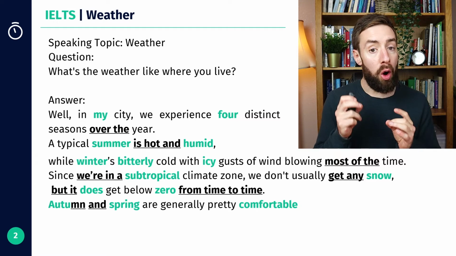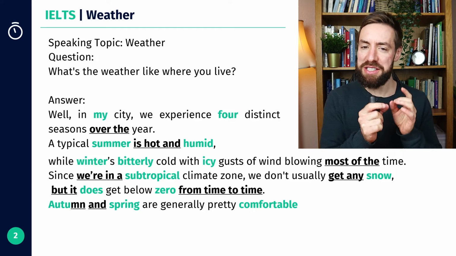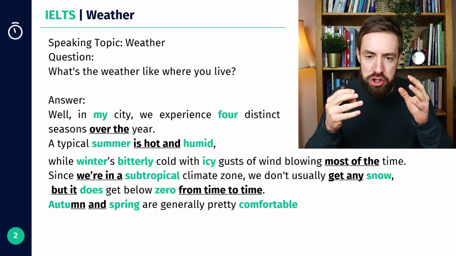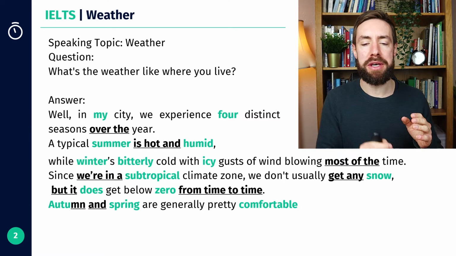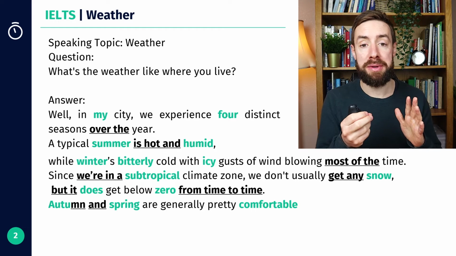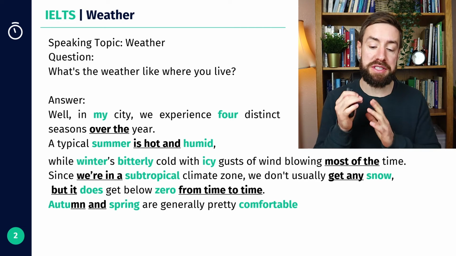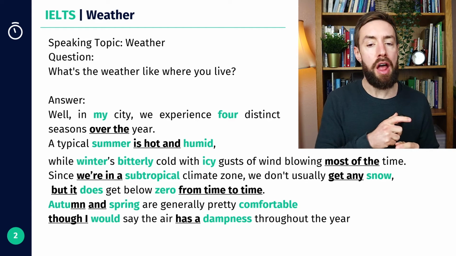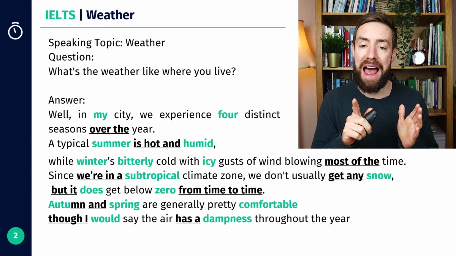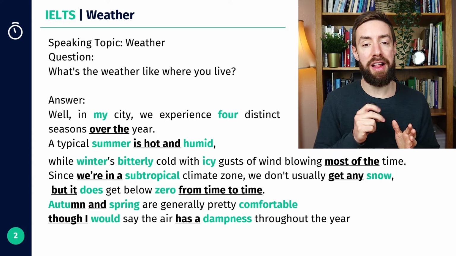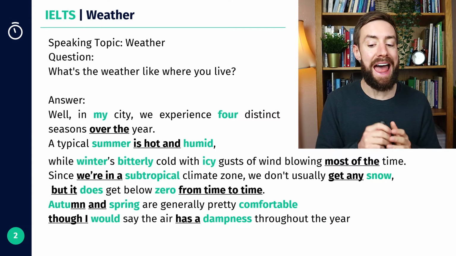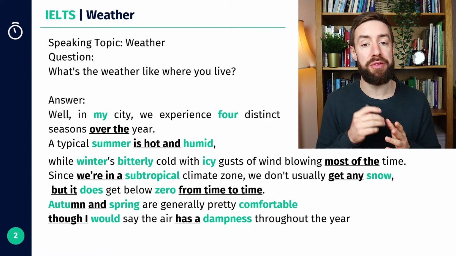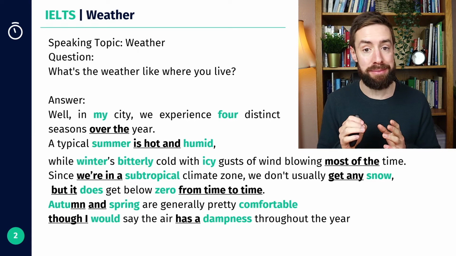Then moving down, autumn. Now, you can see autumn is stressed because the meaning of the word is important, but also the and kind of joins into autumn. So it becomes not autumn and, it's autumn and spring. Autumn and spring are generally pretty comfortable, though I would say the air has a dampness throughout the year. Though I would say the air has a dampness throughout the year.